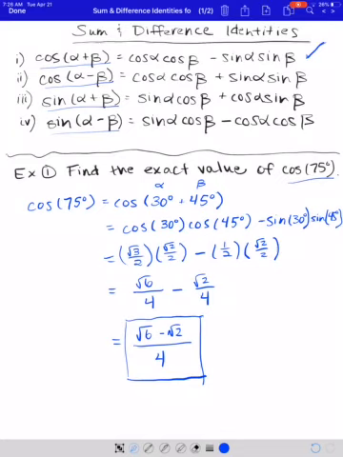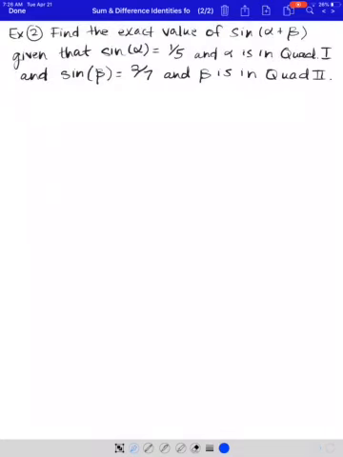All right, let's look at another example. So example 2, we're going to find the exact value of sine of alpha plus beta, given that sine alpha is 1/5, and alpha is in the first quadrant, and sine of beta is 2/7, and beta is in the second quadrant. So since we're asked to find the exact value of sine of alpha plus beta, that means we need to use the identity for sine of alpha plus beta, which you have a handout of all your identities, but let me just go back and look up that identity.